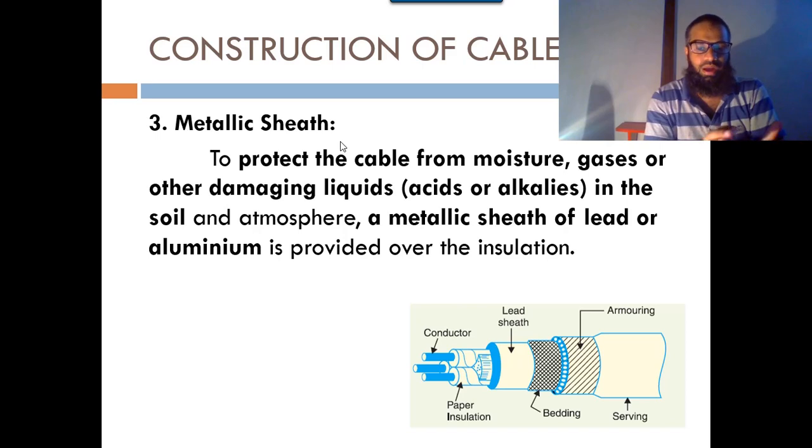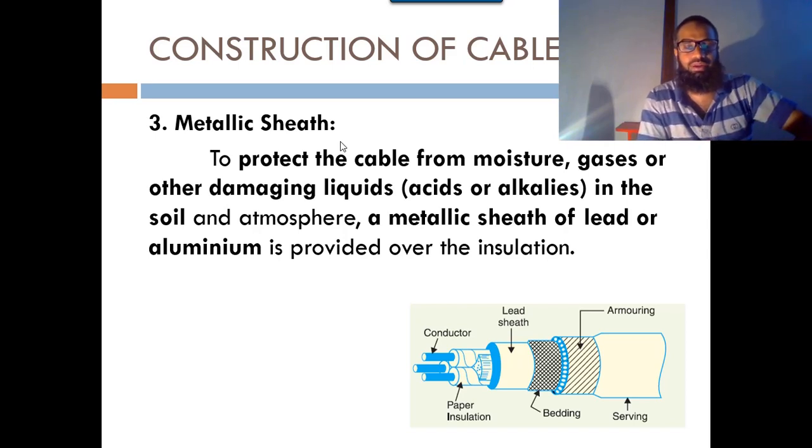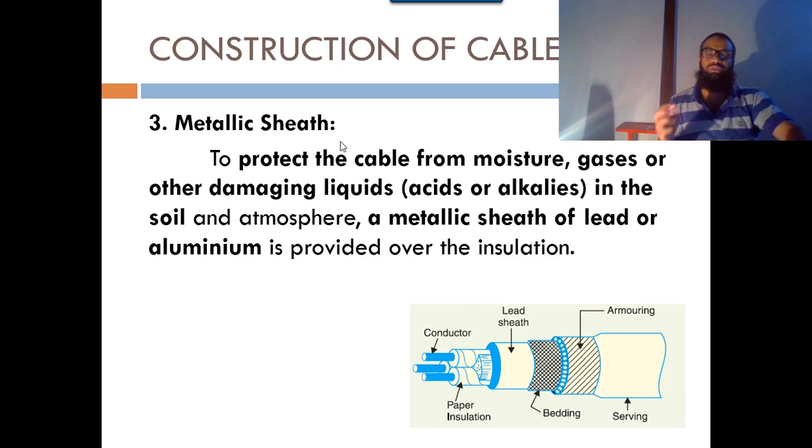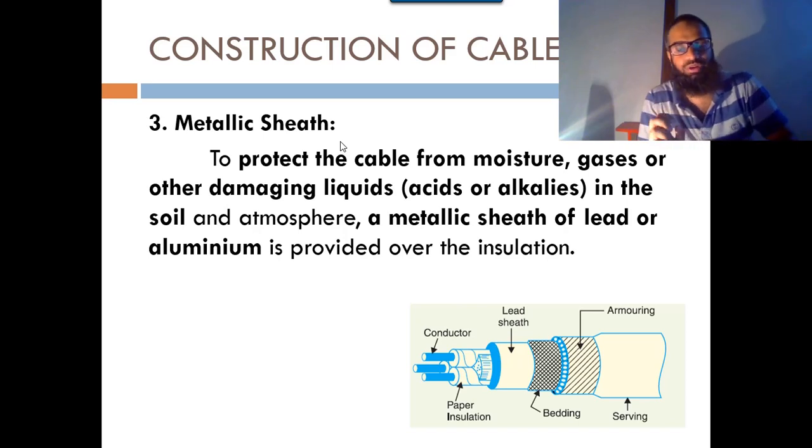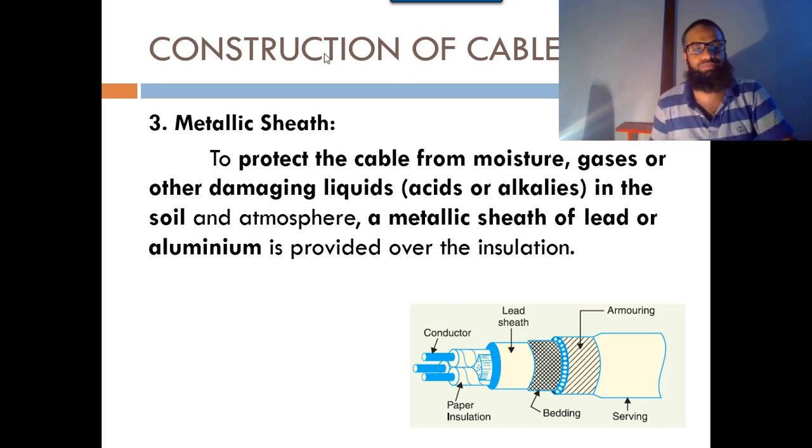Third thing is that above this insulation we have a metal sheet which is used to protect the conductors. And in case of any chemical reaction outside the conductor, it will protect the overall system. So this metal sheet is usually made up of lead or aluminium. So the corrosion or the acidic impact or the alkaline impact will be reduced.